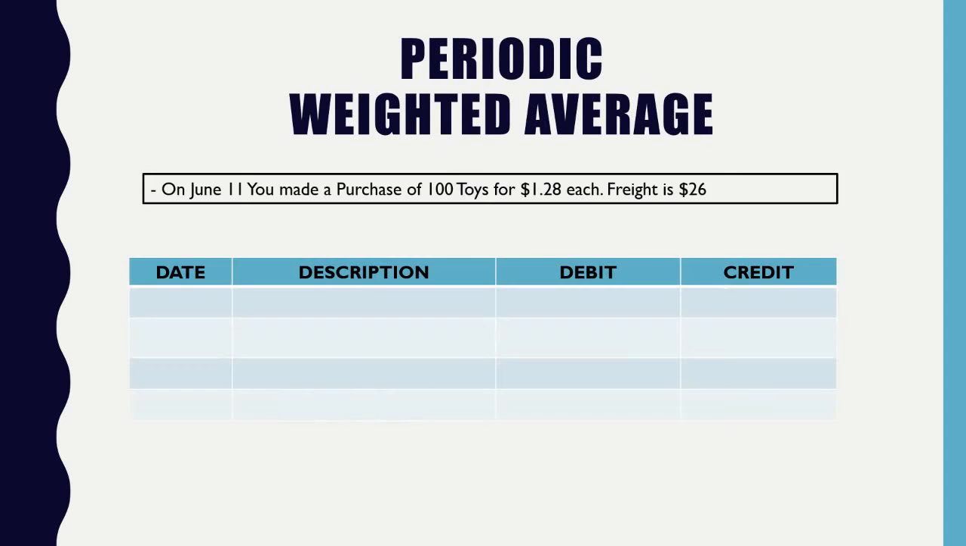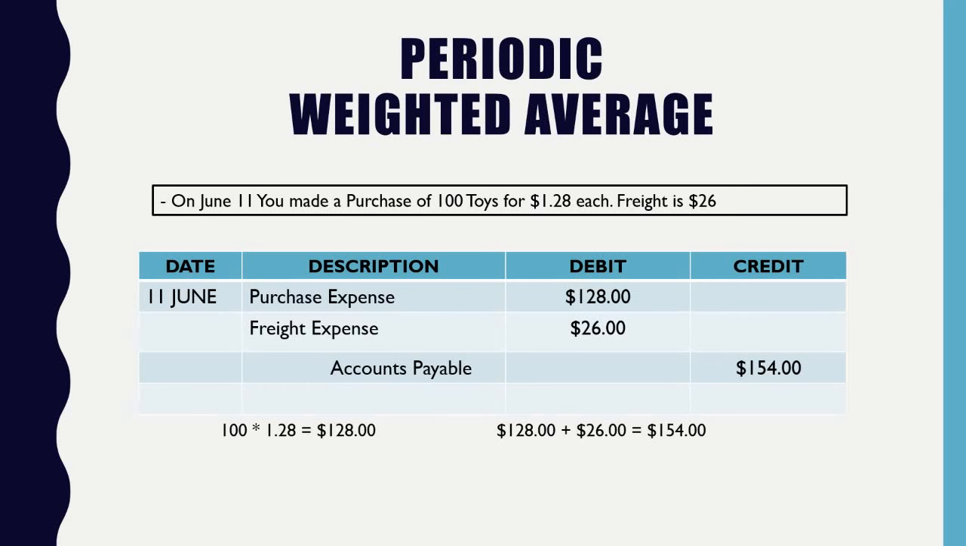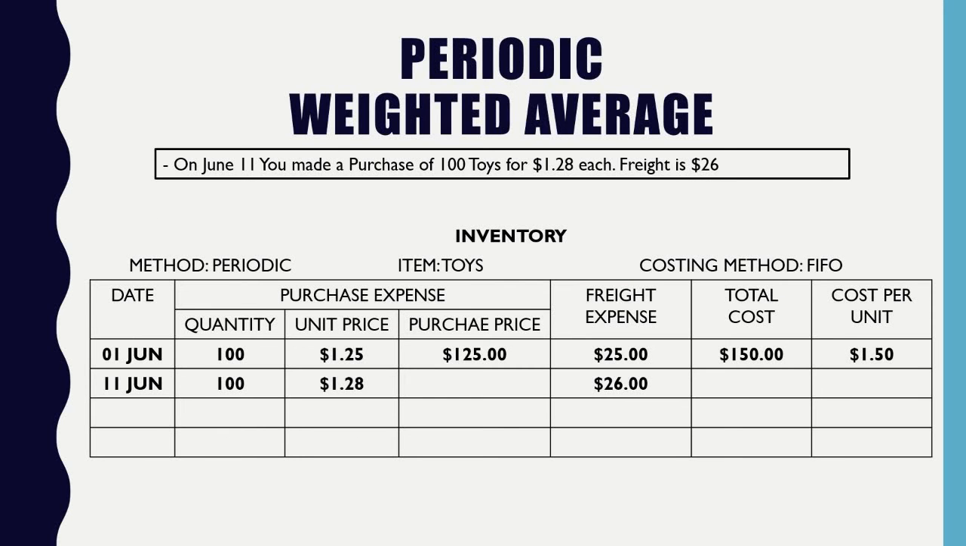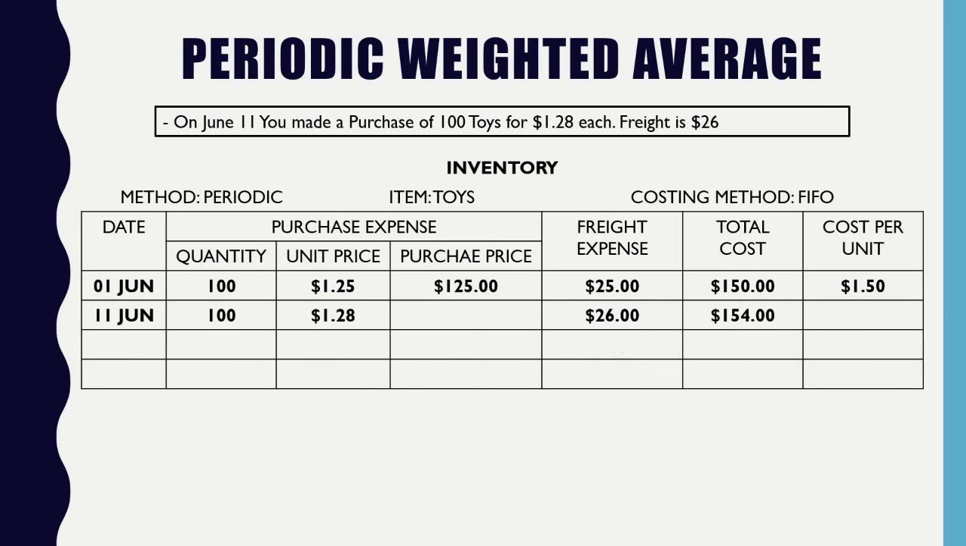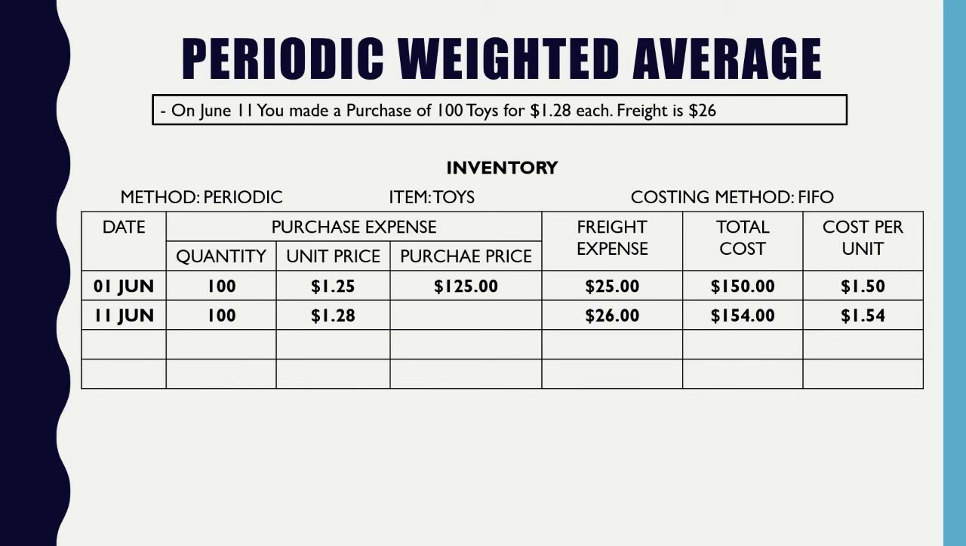Now we're introduced to a second batch. We make a purchase of 100 toys at $1.28, and this time freight is $26. I made my proper journalization, and here I record this information back in my inventory worksheet. So 100 times 1.28 gives me 128, and 128 plus 26 gives me 154. And this is where I determine whether I need to create a cost per item. You don't really have to, but I'm going to do it for practice only, because I'm going to show you why it's unnecessary to do that extra step.